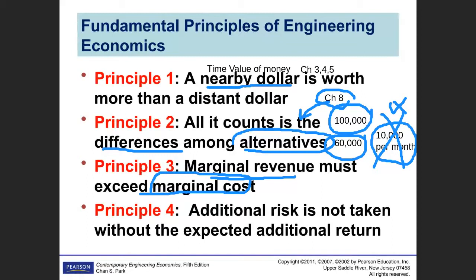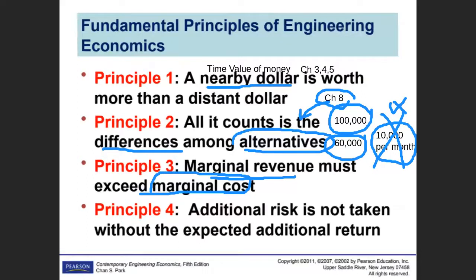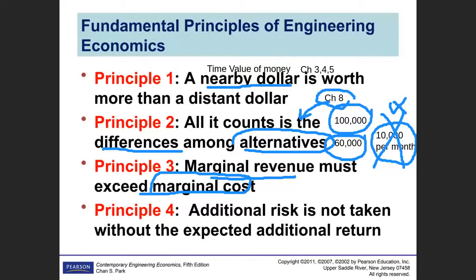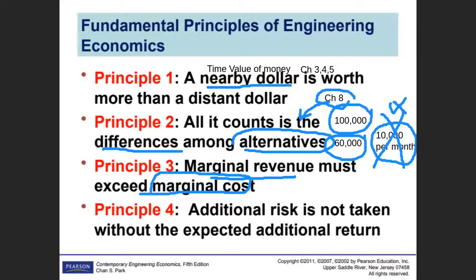As an engineering economics, you are making a decision as an engineer, you have to make sure that marginal revenue must exceed the marginal cost. And the last principle is the additional risk. It means when you take a risk, make sure you have additional benefits. If you are introducing a new product, what is the additional return? It should be more than if you don't take the risk.